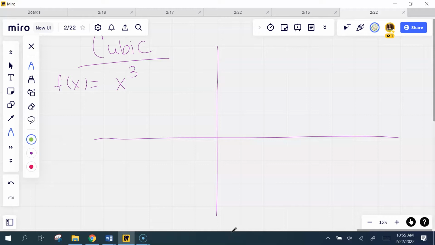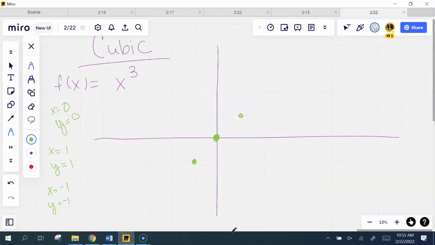This one has a middle point. If I plug in 0, what do you get for y? You get 0. So it's got the point 0, 0 in it. Now if I go 1 up and 1 down from 0, if I let x be 1, what does y become? 1. And if I let x be -1, what does y become? -1.